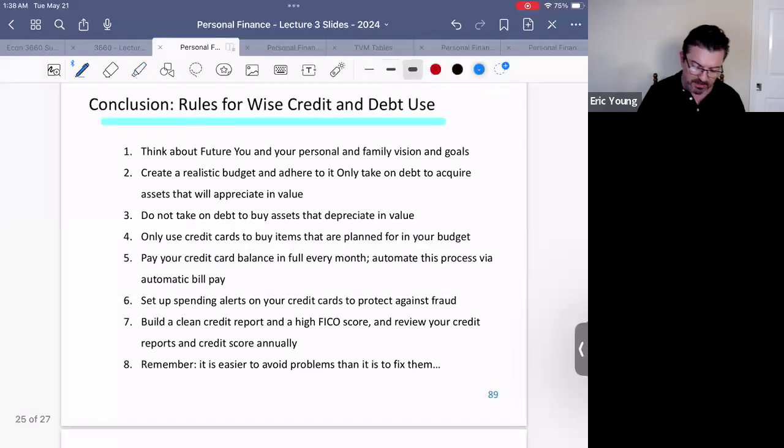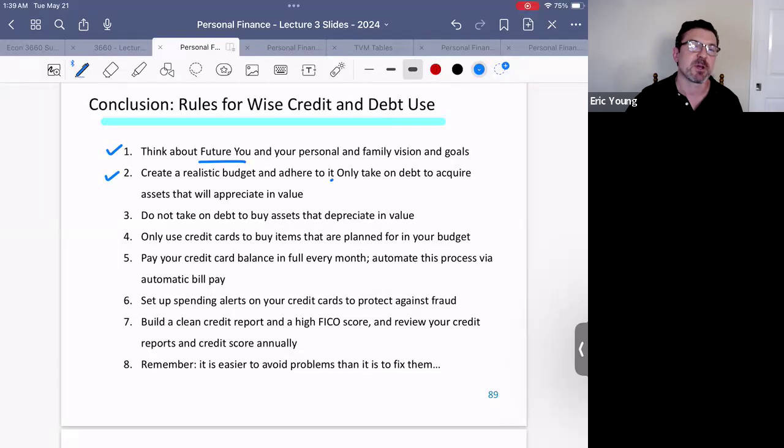What are the rules that I would recommend? Well, as always, you start every financial decision with a thought about your personal and family vision, your goals, and about what's best for future you. Create a budget and adhere to it. Only take on debt to acquire assets that will appreciate in value.